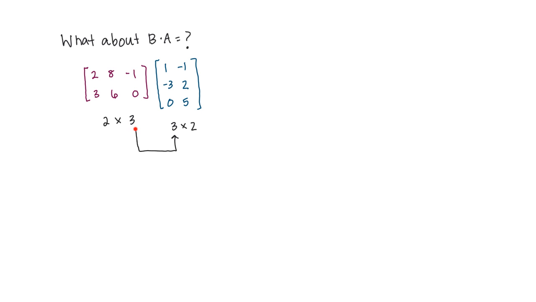Because the number of columns in A matches the number of rows in B, they are compatible. And the resulting size of this matrix is going to be a 2 by 2. So we don't have 9 spaces to fill up here. We only have 4 spaces to fill up here in this 2 by 2 matrix.